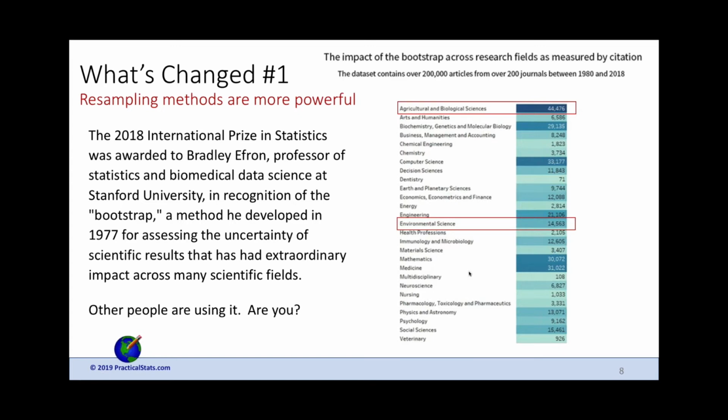Other people are using it. It sounds like 40% of you are using it. So the question is, for the 60% that are not, why not? If you don't know about them, just pick up a more recent book on statistics. Go through the table of contents. If they don't discuss permutation tests and bootstrapping, get another book.